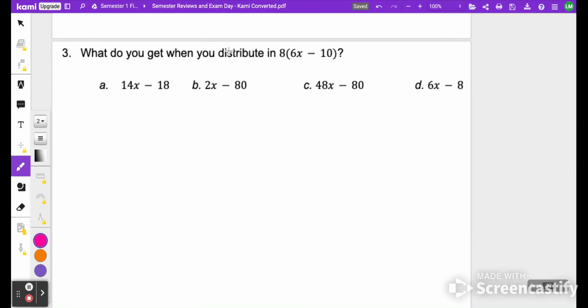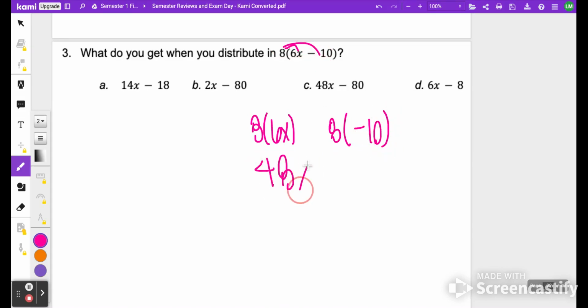3, what do you get when you distribute the following problem? We're going to do 8 times 6x and 8 times a negative 10. 8 times 6x would be 48x, and 8 times negative 10 would be negative 80. So when you put those two things together, you get option C.